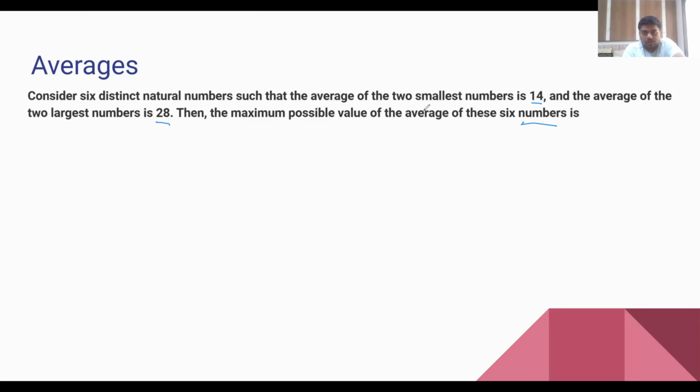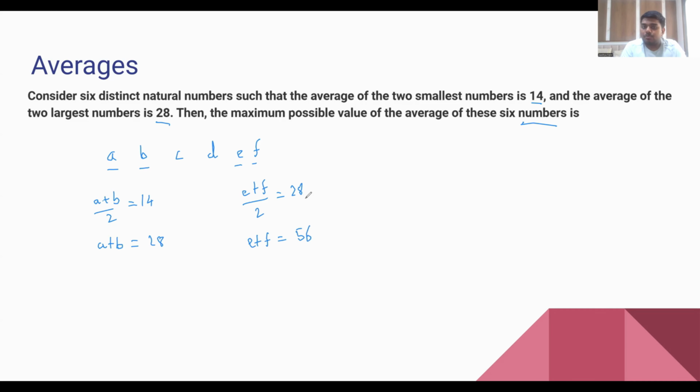So we have an average of two smallest. Let us say the numbers are A, B, C, D, E, F, in increasing order. The two smallest average is 14, so (A plus B) by 2 is equal to 14, which means A plus B is equal to 28. Now (E plus F) by 2 is equal to 28, so E plus F is equal to 56.